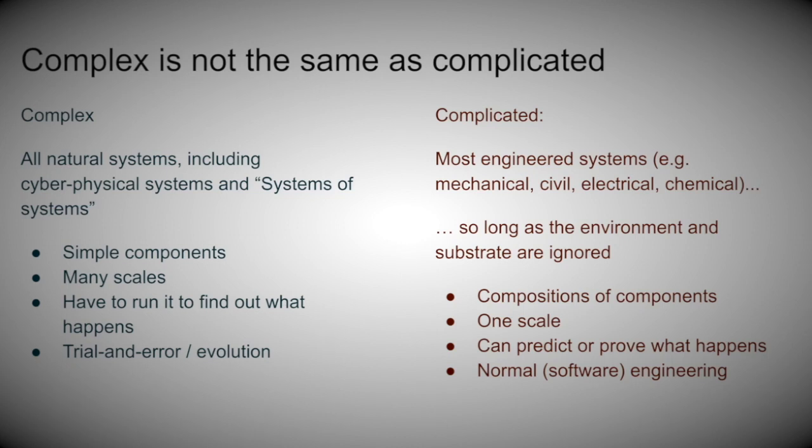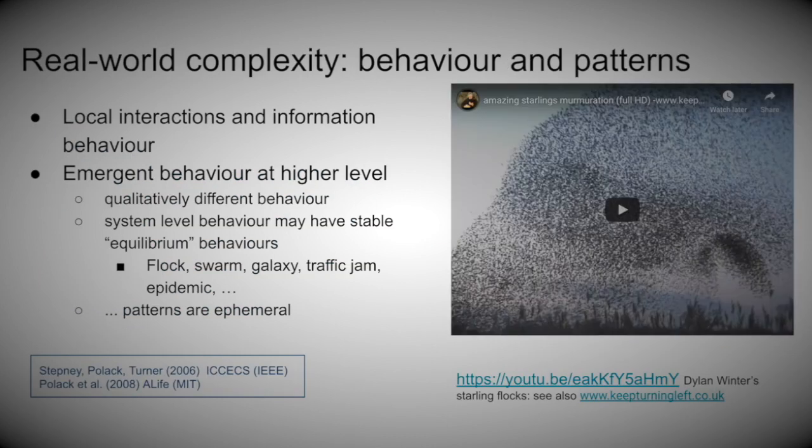If a system's complex, we have to think about different things. We have to think about how to develop using trial and error. Real-world complexity, as I say, is something you'll all be aware of. And in your own time, you might like to look at the video on the right, which is a truly spectacular sequence of starlings flocking.